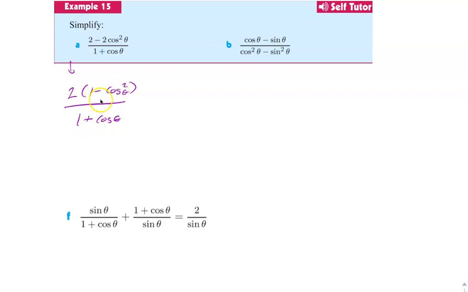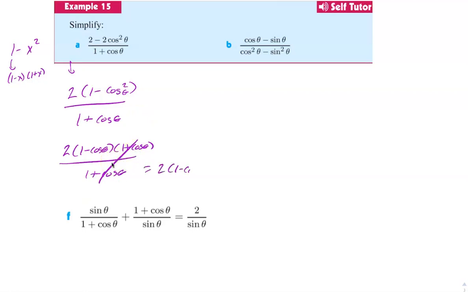Look at this guy again. 1 minus cosine squared. That's a difference of two squares. It's like having 1 minus x squared. Difference of two squares: 1 minus x, 1 plus x. That's what's going on here. I'm going to factor this to 2 times 1 minus cosine, 1 plus cosine, all over 1 plus cosine. And now they cancel out, because they're both being multiplied, so you can cancel them out. And then you're left with just 2 times 1 minus cosine theta. Or if you want, 2 minus 2 cosine theta.